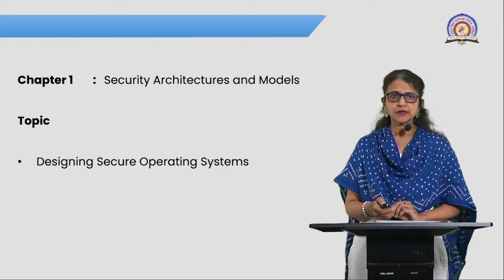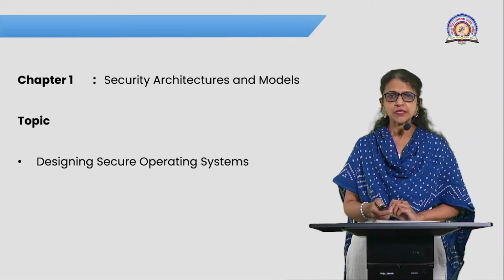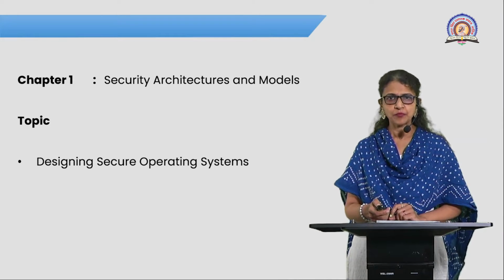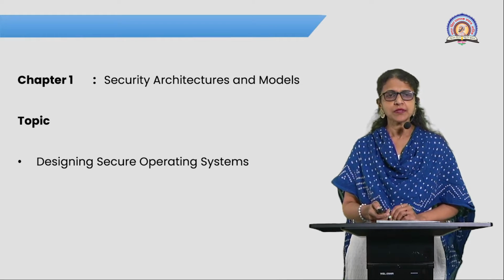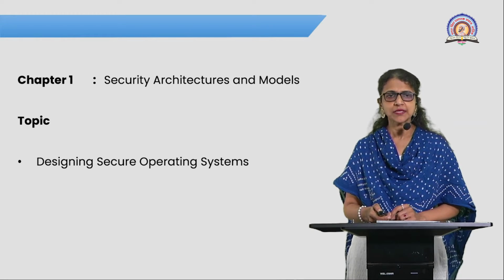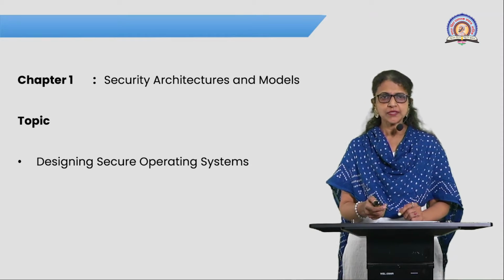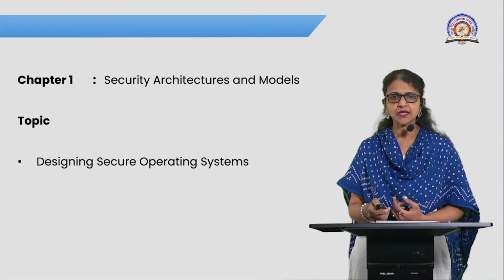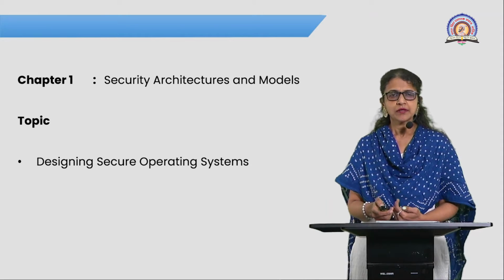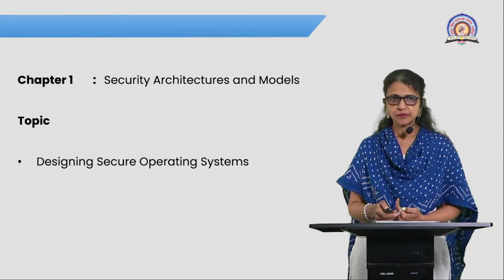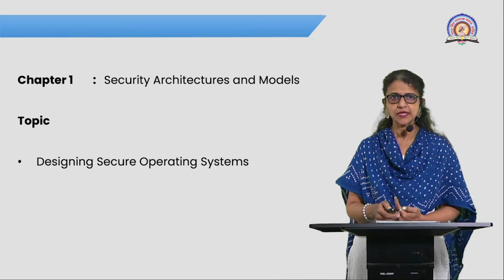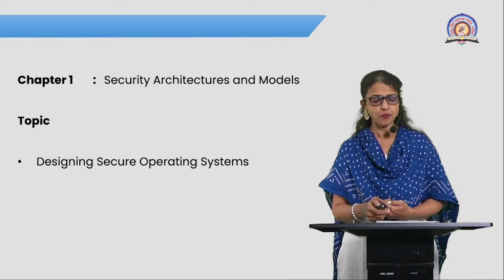Consider the first chapter. The name of the chapter is Security Architecture and Models. In this chapter, I am going to cover the topic that is designing secure operating system. Now, before considering what exactly operating system is, let us consider the name of the chapter in detail, that means security architecture and models.